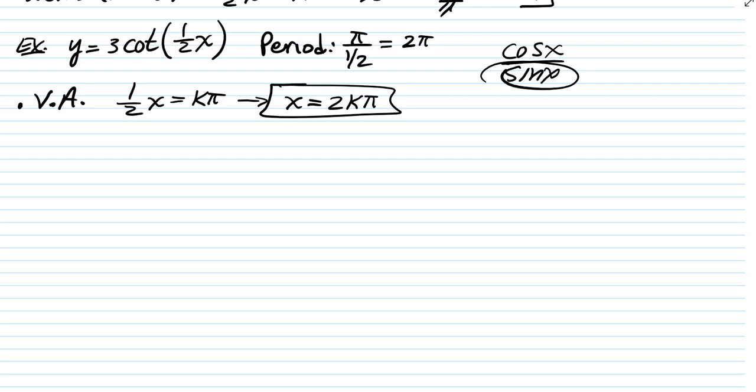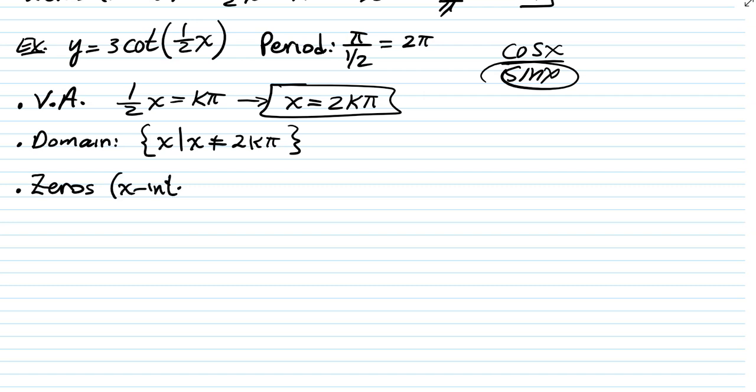So those are the vertical asymptotes. Thus, the domain of this function is going to be all x, so that x may not equal 2k pi. What about zeros? Zeros are x-intercepts. The x-intercepts are places where the numerator is 0, the zeros of cosine.